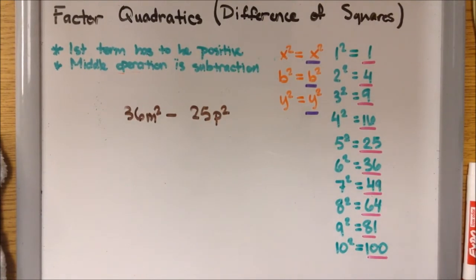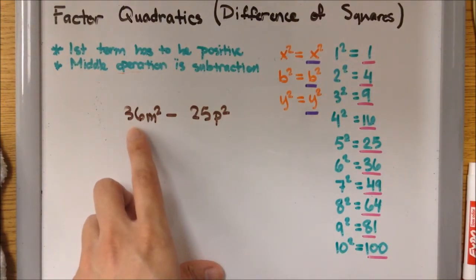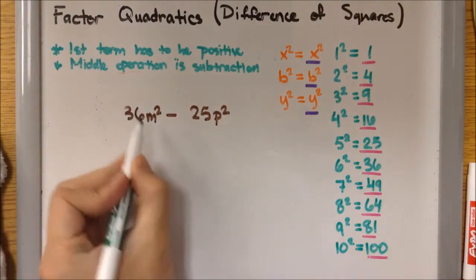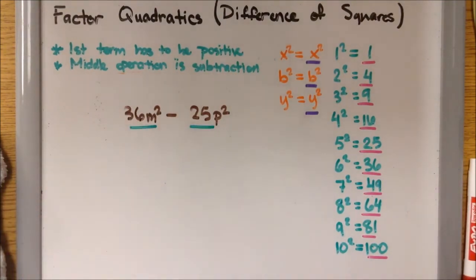In this third example, we have 36m squared minus 25p squared. Now what's different, aside from using different variables, is that we actually have a number in front of the first term, which is still okay. All the other examples that we worked with, even though they did not have a number, they had an invisible 1 in front of the variable. Invisible 1 is also a perfect square. Now, same process, you can still work with it.